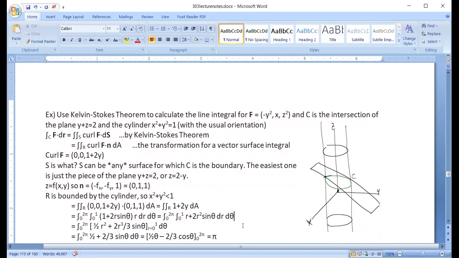And now integrate with respect to theta. That gives you half theta minus 2/3 cos theta, plugging in theta from 0 to 2 pi, and you just get pi.